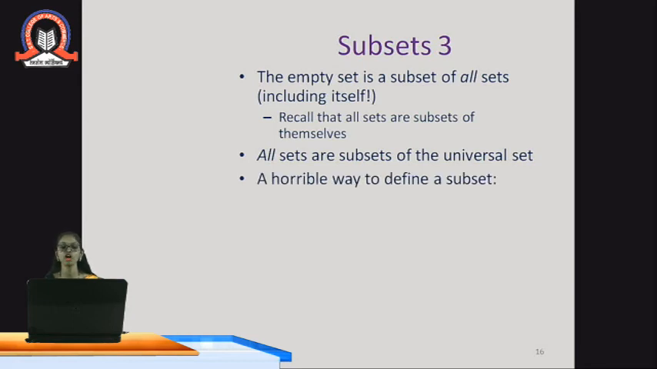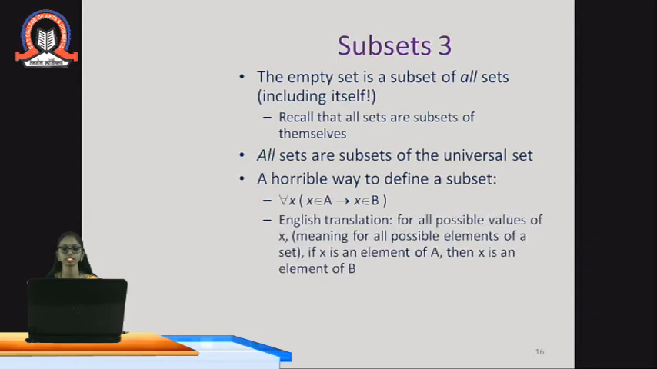Next one, a horrible way to define a subset. For all possible values of x, meaning for all possible elements of a set, if x is an element of A, then x is an element of B. These types of notations will be gone over later.